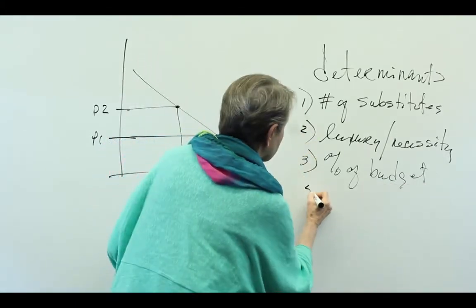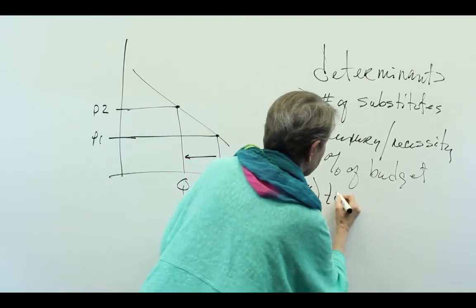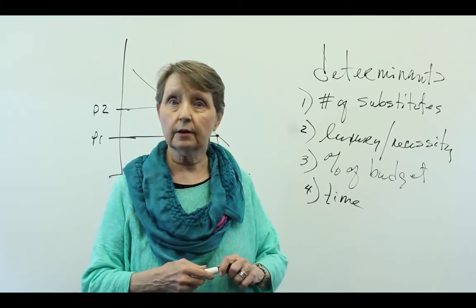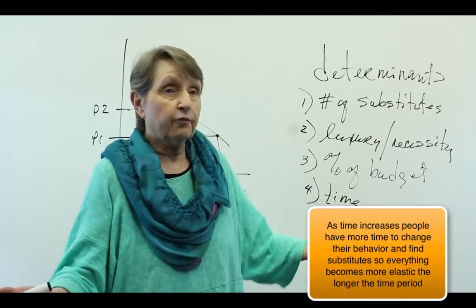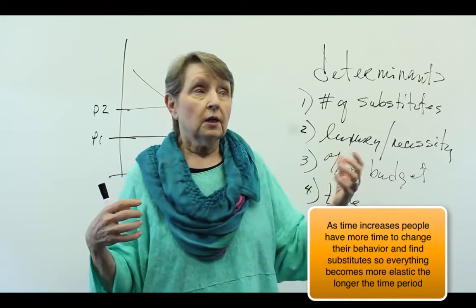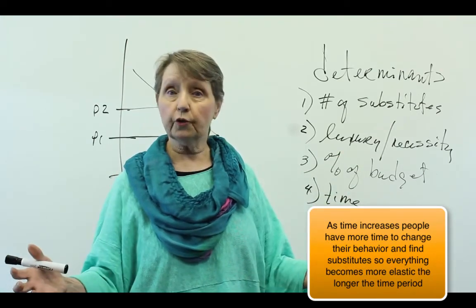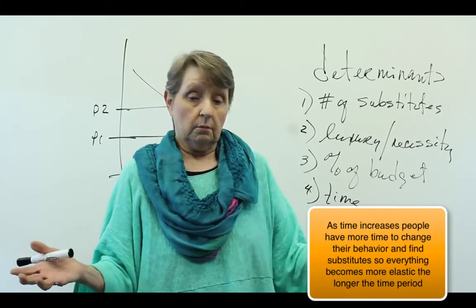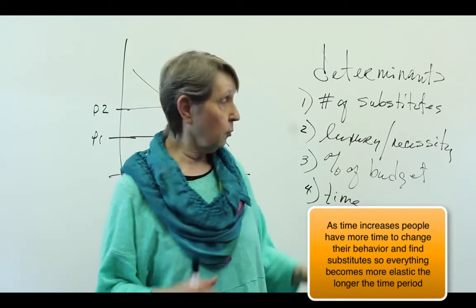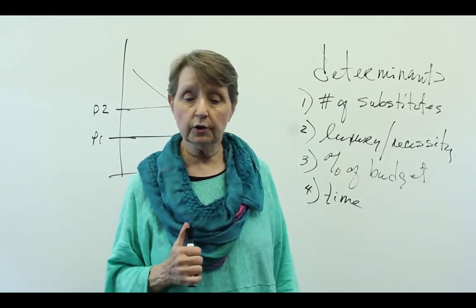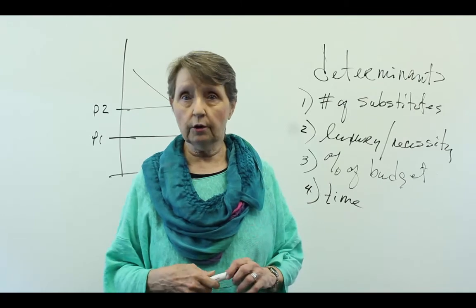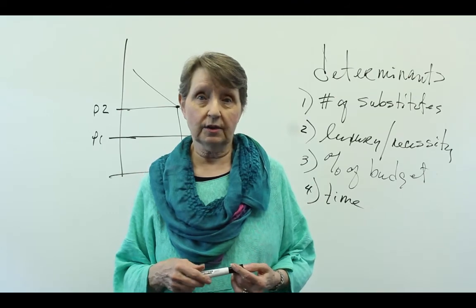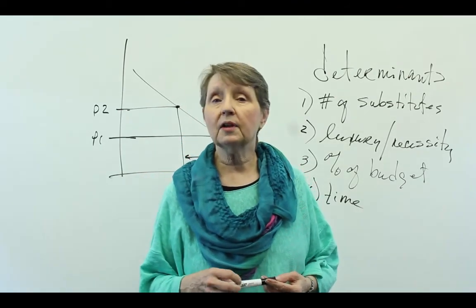And the last determinant is time. Over time, the demand for everything becomes more elastic. And the demand for insulin will become more elastic because we will discover substitutes for insulin. We will discover ways to prevent diabetes so that the demand for insulin will change and become much more elastic over time. In the next lecture, we will go into some detail about how to measure these elasticities and we'll start with elasticity of demand.